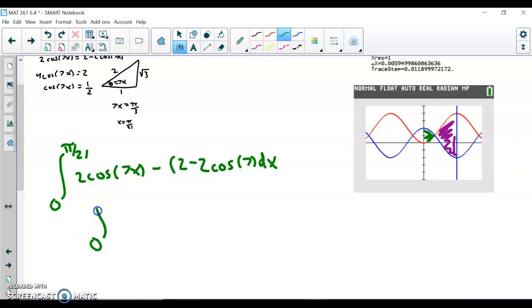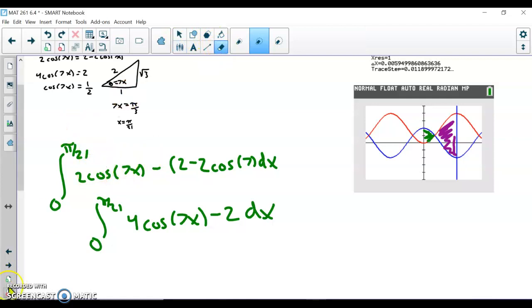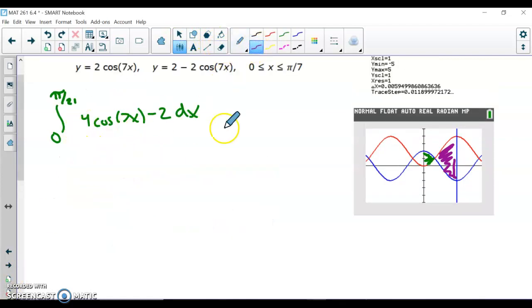And then we'll simplify this now. So we're going from 0 to pi over 21. And it turns out we've got 4 cosine 7x minus 2 dx. All right, so that's one interval. And I'm just going to pause. So that's the first region.